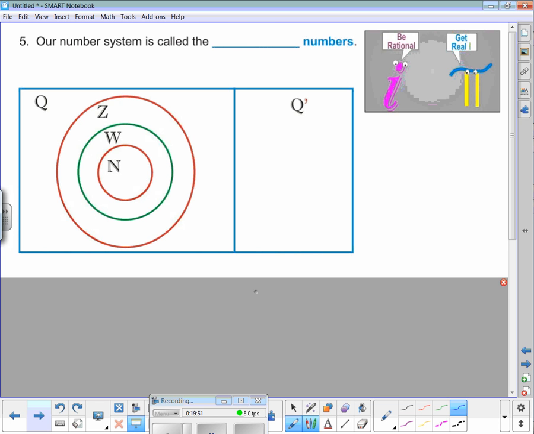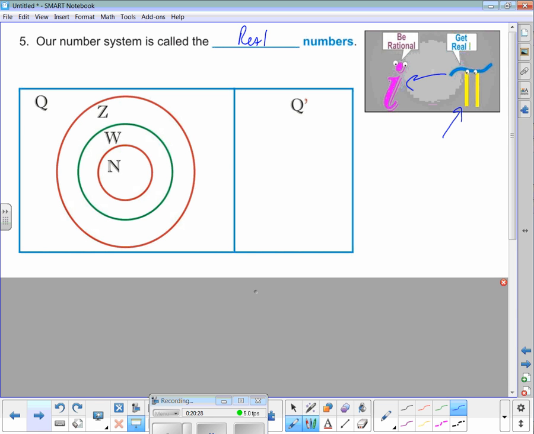All right, remember our number system is called the real numbers. Got a little cartoon here for you on the side. The i is saying be rational. Well, the pi symbol is an irrational number. So the i is saying to the irrational number, hey, be rational. But the pi is saying back to the i, hey, get real. Well, i is an imaginary number, not even part of the real numbers, right? Real, imaginary. So that's a little cartoon there. I know you didn't get it. You might by the time you get to Algebra 2.